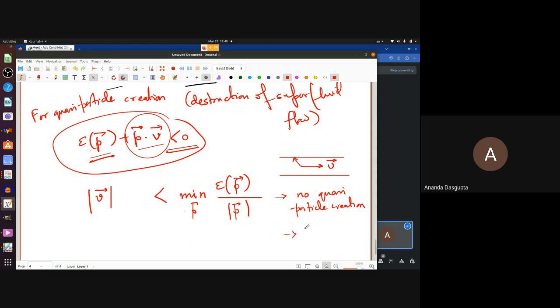And hence, superfluidity will persist. Is this argument clear? To break superfluidity down, this quantity has to be negative. And that cannot happen if the magnitude of the velocity is smaller than the smallest possible value of epsilon p by mod p, then quasi-particle creation would be impossible. Okay?